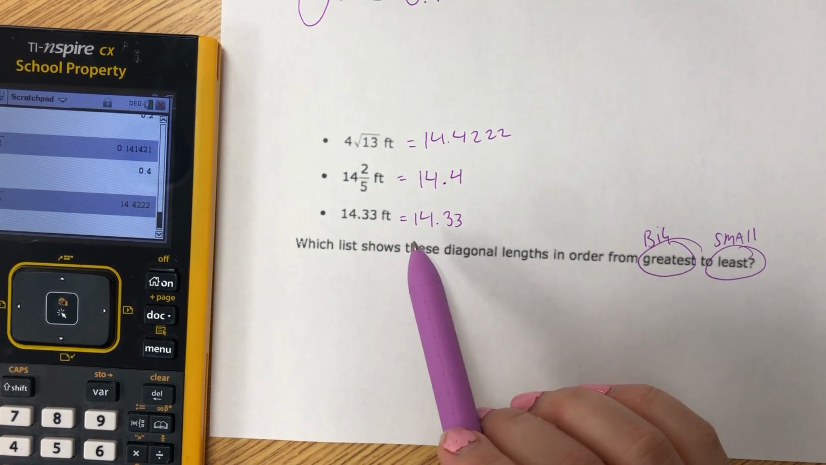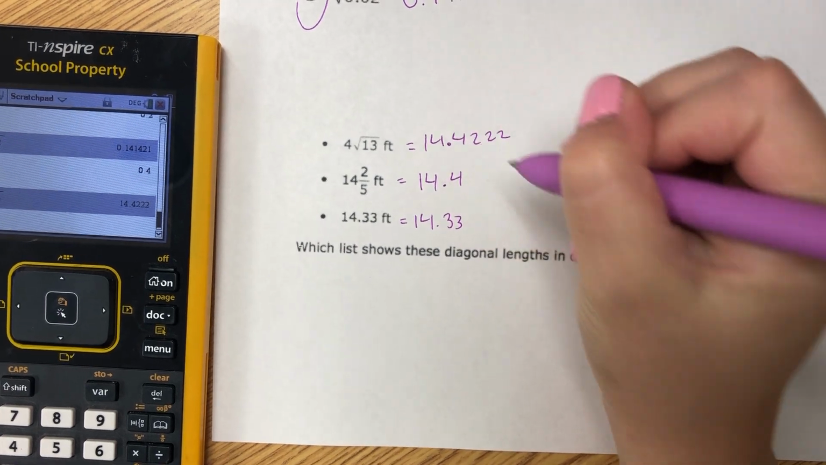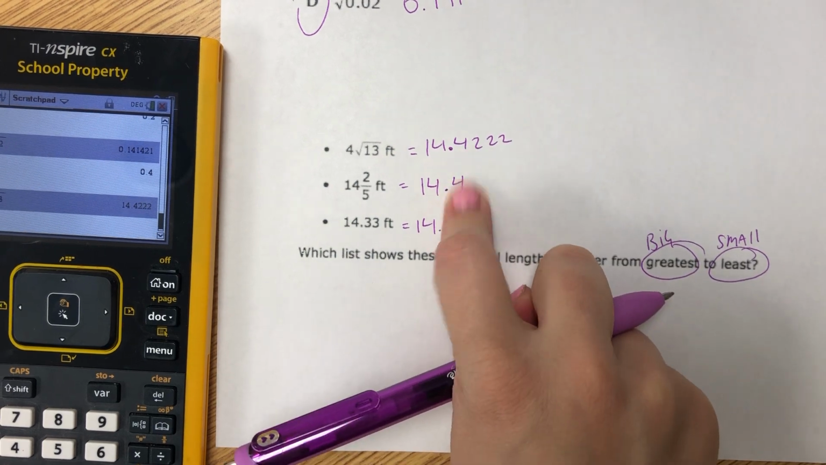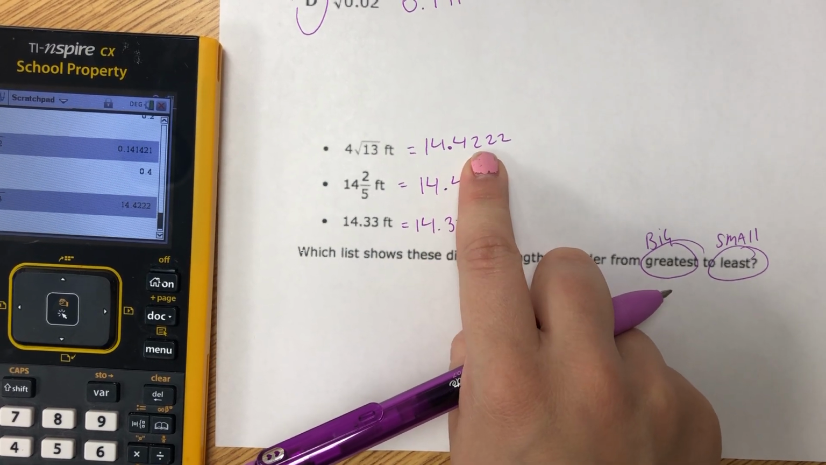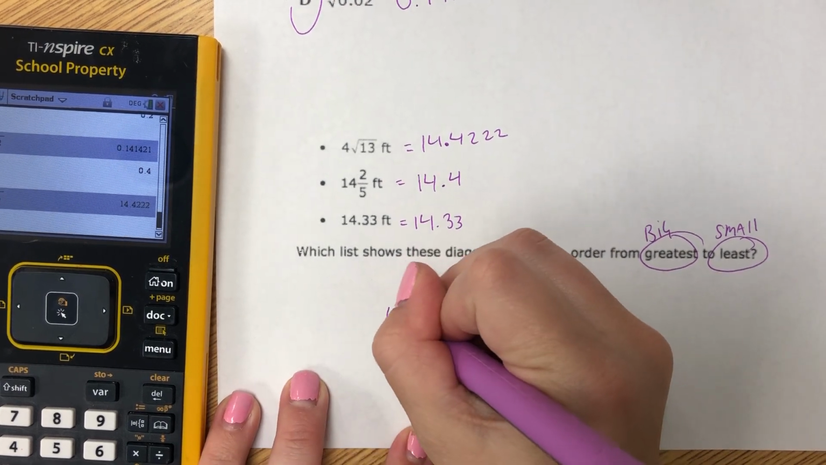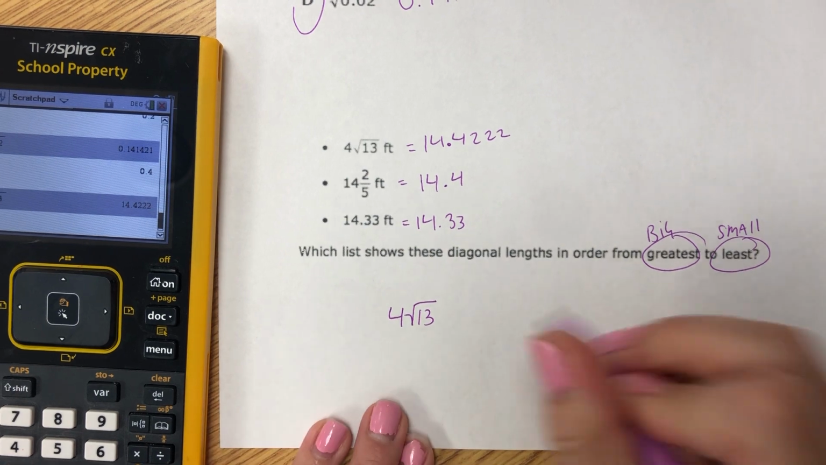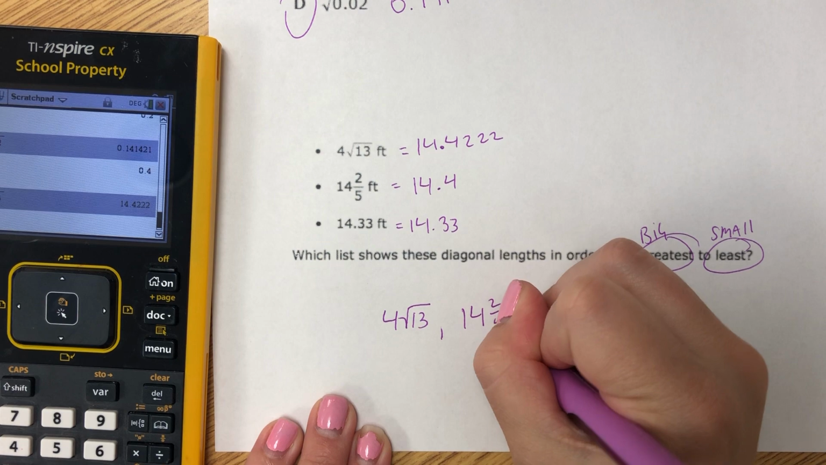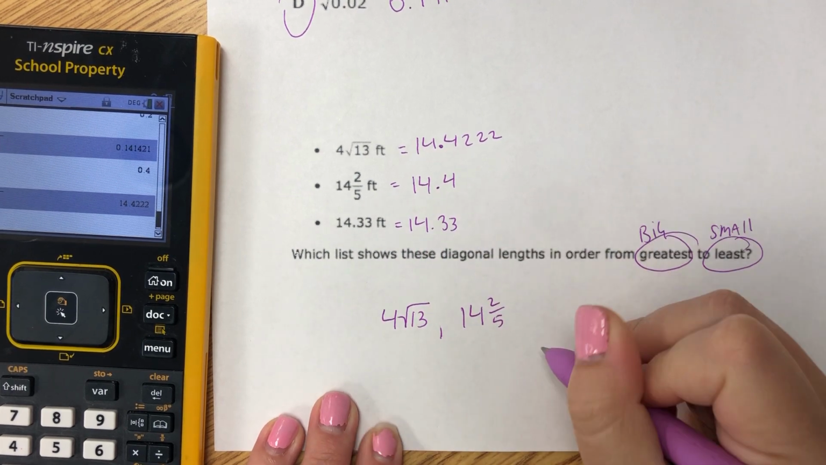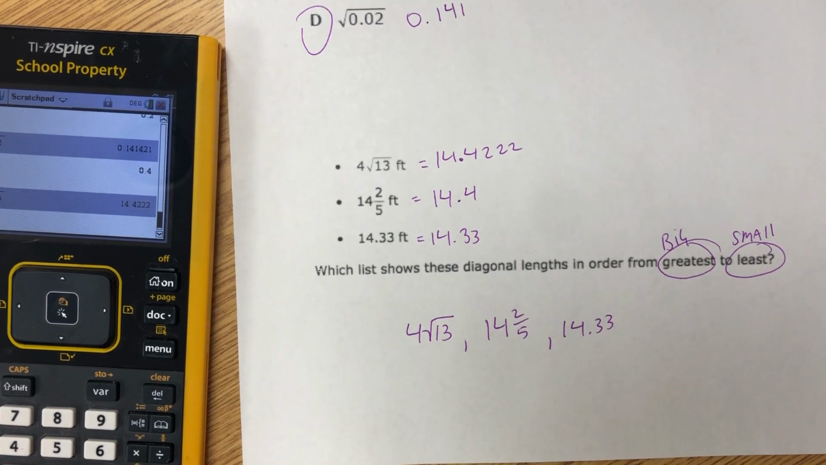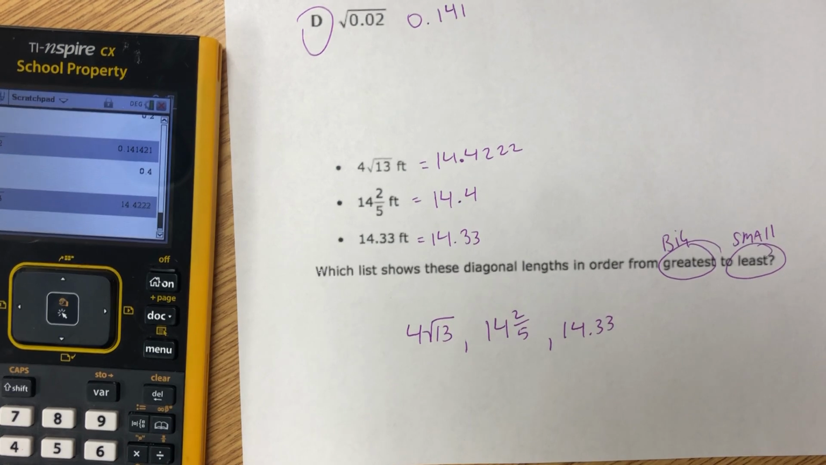So they are all 14s. They all have a decimal. They have 4, 4, and 3. So we know that the 4s are bigger. This one is the biggest because it has 4.22222. So my first biggest length is 4 times the square root of 13. And my second biggest length would be 14 and 2/5, which we figured out was 14.4. And then my smallest one is 14.33. Okay, that is ordering numbers, greatest to least, least to greatest, smallest to biggest, whatever you want to call it.